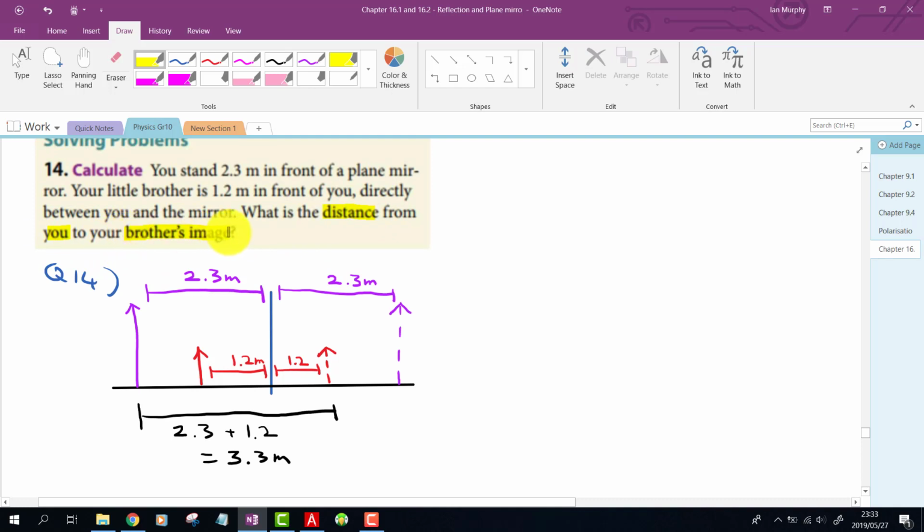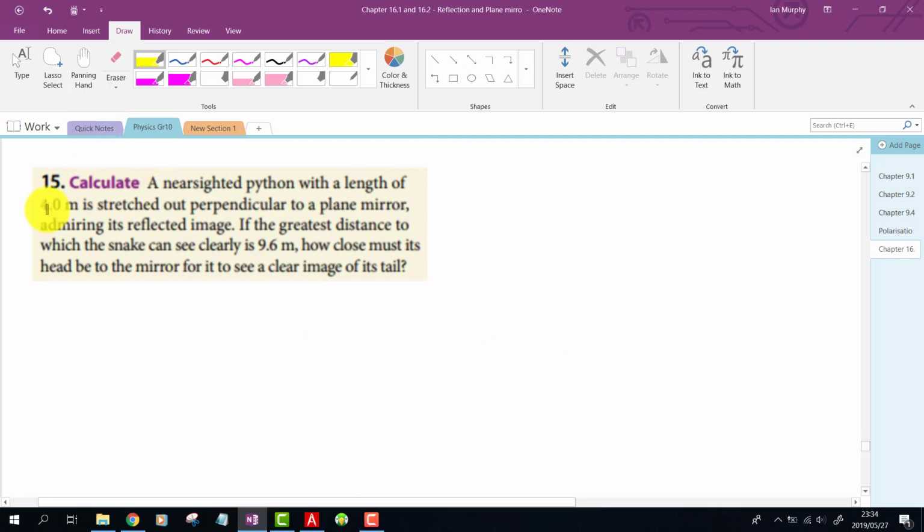So I'm here. This is my brother's image. I know that this distance is 2.3, and then from the mirror to the image it's another 1.2. So the distance from me all the way to my brother's image is going to be equal to 2.3 plus 1.2, and that's going to be equal to 3.3 meters.